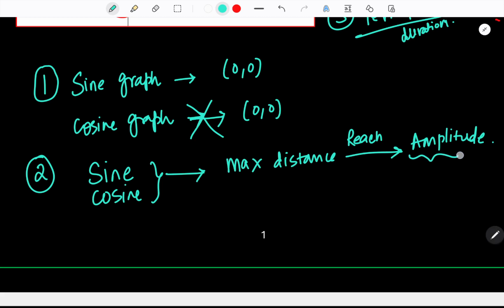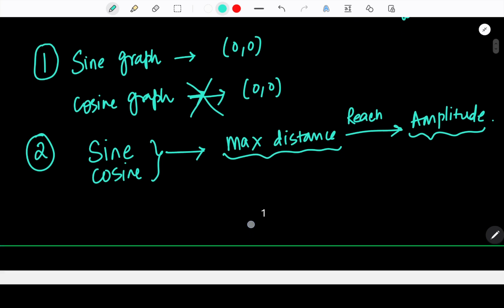So the sine curve and cosine curve must reach your maximum distance. That is called amplitude in English. In physics, normally we use this word amplitude. Amplitude means maximum distance. I gave you the example: the maximum from here to Jeddah is 500 kilometers, like that. So number 3 is period.